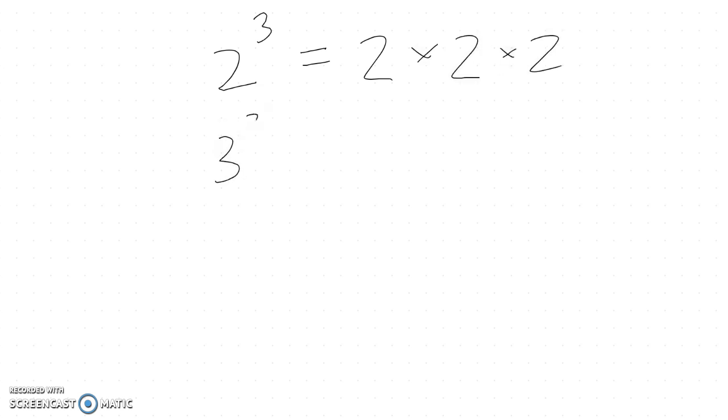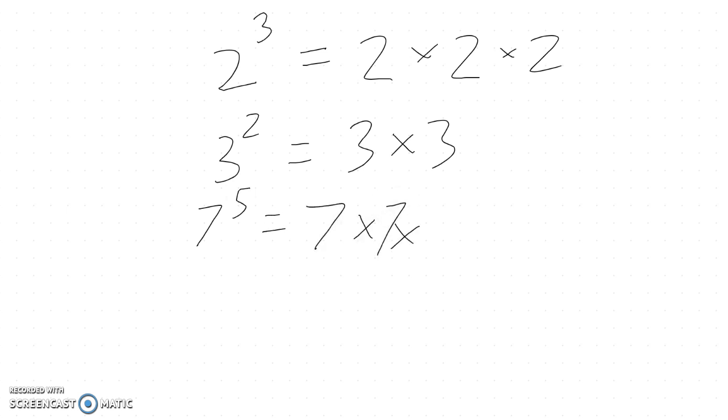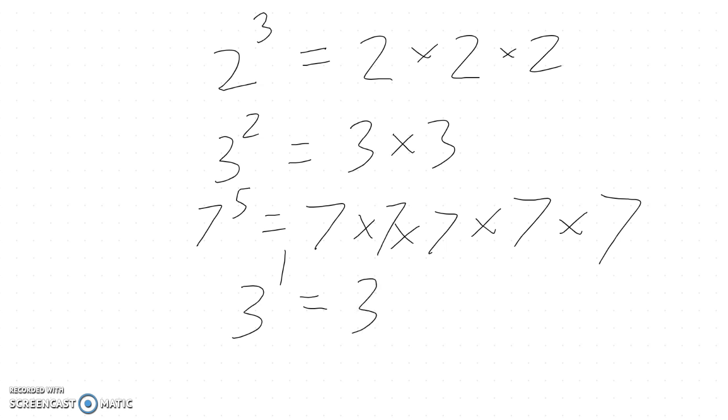If I have 3 squared, that equals 3 times 3, because I'm doing 3 times itself 2 times. I could have, say, 7 to the 5. That just means 7 times 7 times 7 times 7 times 7. And if you wanted to get an actual number, you could multiply it out, and if you just want to leave it like that, you can. The easiest of all exponents is obviously 1. 3 to the 1 just means 3 times itself 1 time, which just means 3.